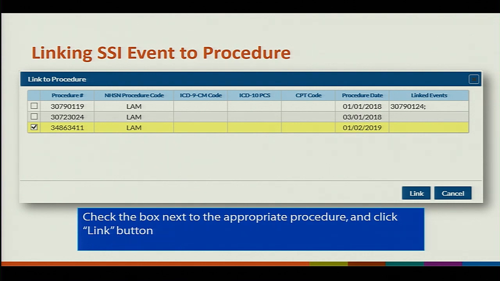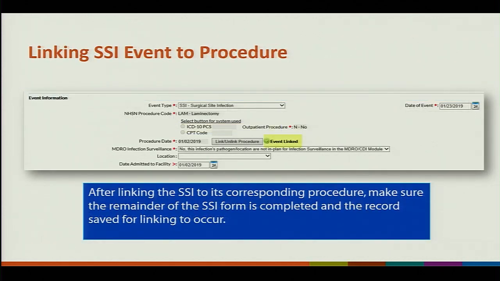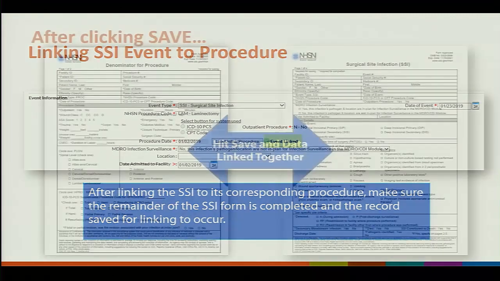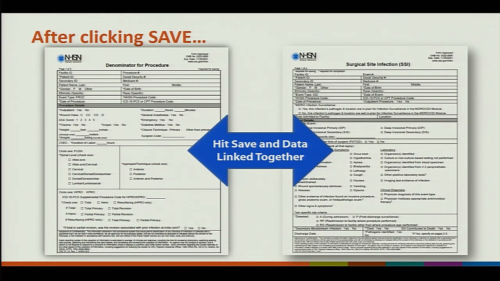Sometimes, like this would be an example of a patient that maybe had more than one LAM procedure. So just make sure you collect the appropriate procedure. And after you link the SSI to its corresponding procedure, make sure the remainder of the SSI form is completed and the record saved for linking to occur. And look, you hit save and data are linked together.